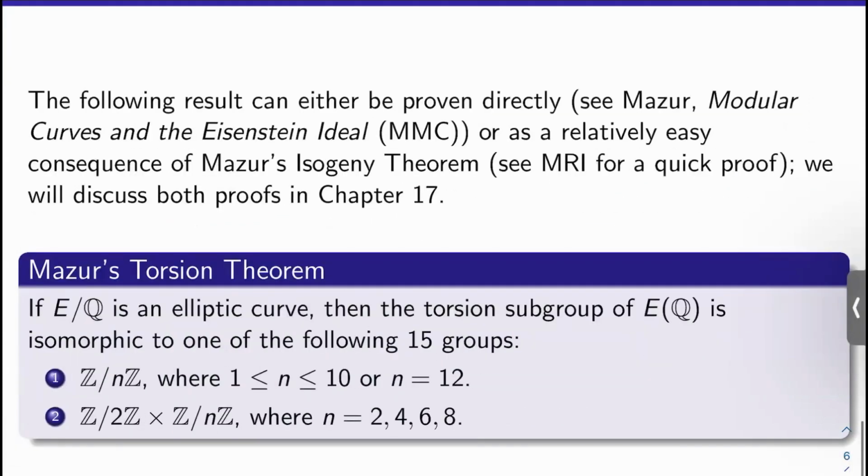Here we go. The following result can either be proven directly. Mazur does this in his famous Eisenstein ideal paper, MMC, or it's actually a relatively easy consequence of the isogeny theorem we just covered. And in MRI, I believe it's Sayre that gives a quick proof that the isogeny theorem quickly implies the torsion theorem. And I will be discussing both proofs in chapter 17 of my notes.